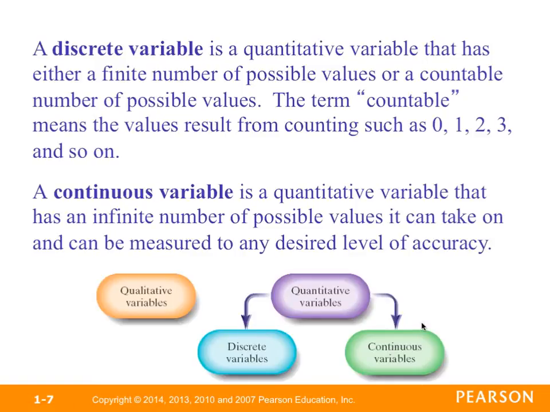Continuous variables are also a type of quantitative variable, and those have an infinite number of possible values. So it can take on any measure of desired accuracy. So we can't really count all of the levels that a continuous variable takes on.